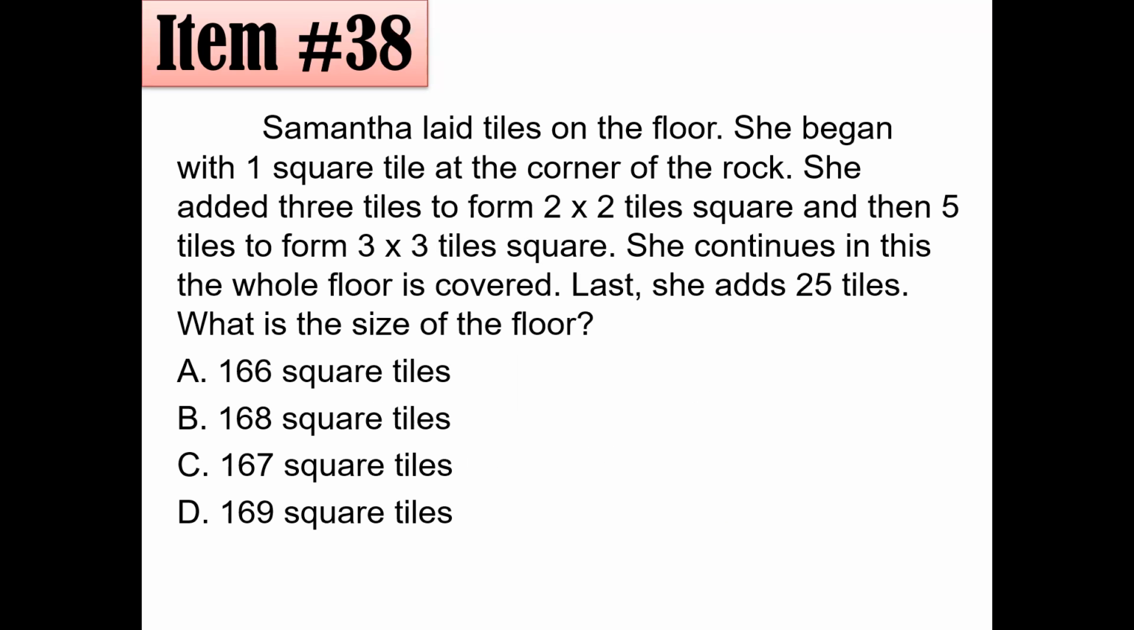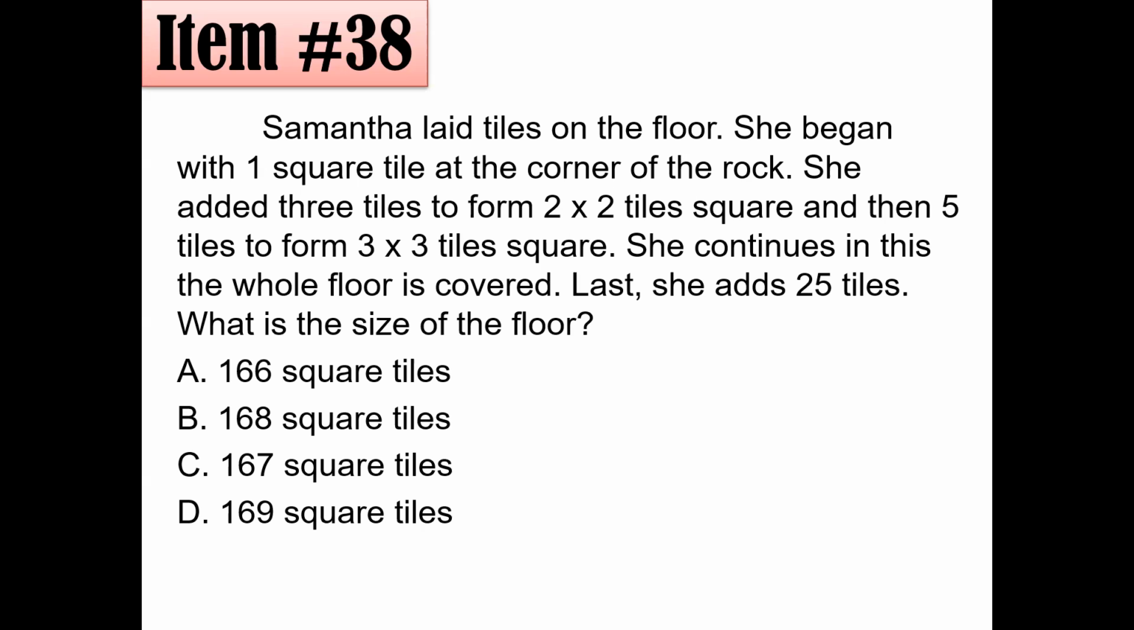38. Samantha laid tiles on the floor. She began with one square tile at the corner of the room. She then added 3 tiles to form 2 by 2 tiles. And then 5 tiles to form 3 by 3 tiles square. She continued this until the whole floor is covered. Lastly, she adds 25 tiles. What is the size of the floor? How many square tiles? 166, 168, 167, or 169?